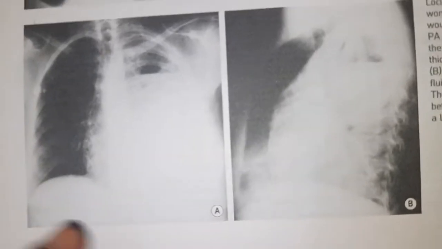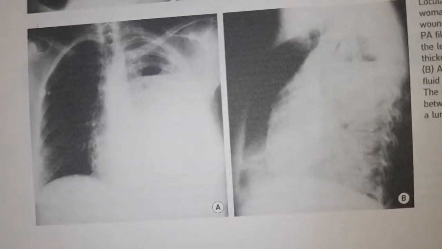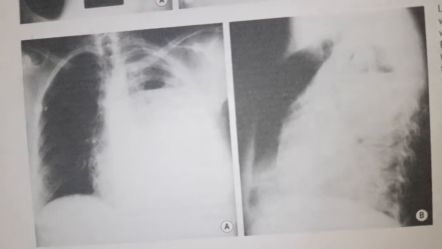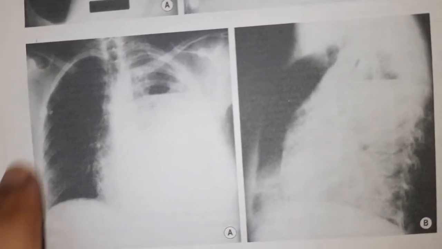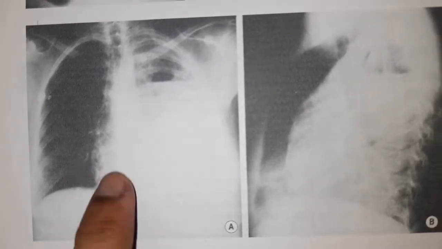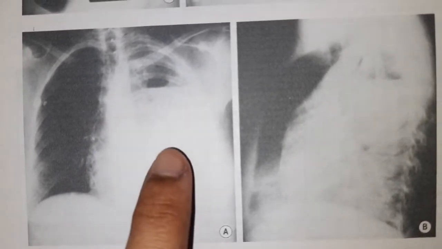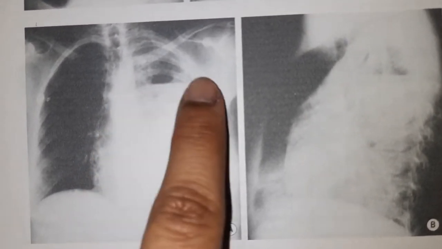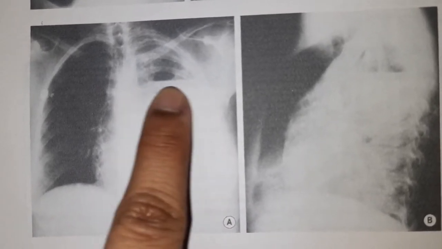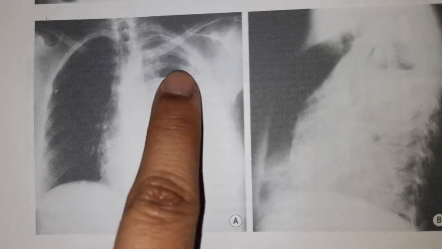Hello friends, this is the picture showing the loculated pyopneumothorax. If you see the picture, this is an erect posterior anterior film, and in this picture, if you see in the left upper zone here, you can see the fluid level. This is the fluid level.